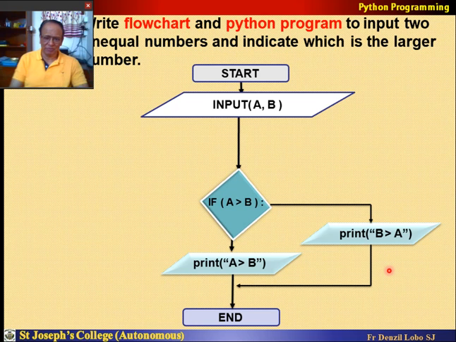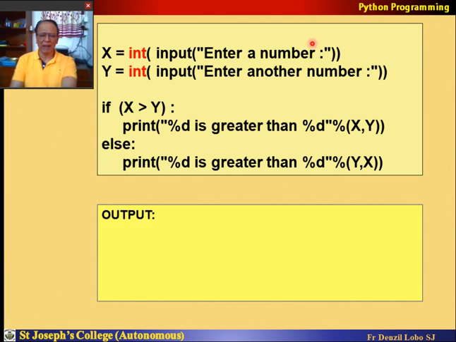So let us take some examples now. Again, we write the complete flowchart to decide which is the larger number. We presume that we are inputting unequal numbers. So start here. I input two numbers A and B, and then come here. If A is greater than B, then I say print A is greater than B. The next choice is, if it is not so, it is going to print B is greater than A and comes here. So this is the flowchart to decide which is the greater number, provided these are two unequal numbers. So let us write the Python code.